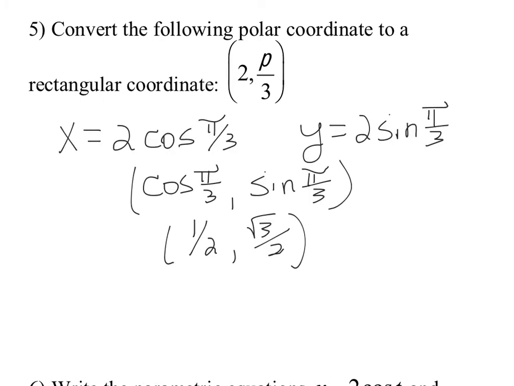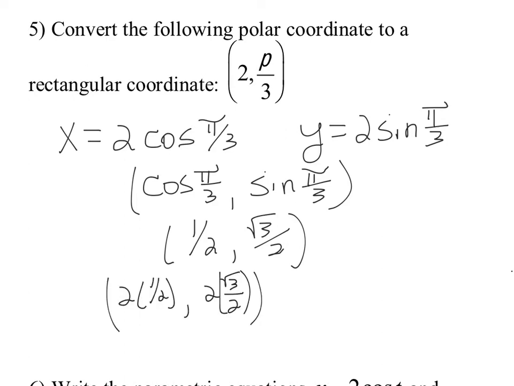Okay, so the first thing I'm going to do is write down my two equations. x equals 2 cosine pi over 3, which is my theta, and y equals 2 sine pi over 3, which is my theta. And I'm going to look at my unit circle and write down my cosine and my sine for pi over 3. So cosine for pi over 3 is 1/2 and sine for pi over 3 is root 3 over 2. I'm going to use those two values to multiply times 2, my radius.